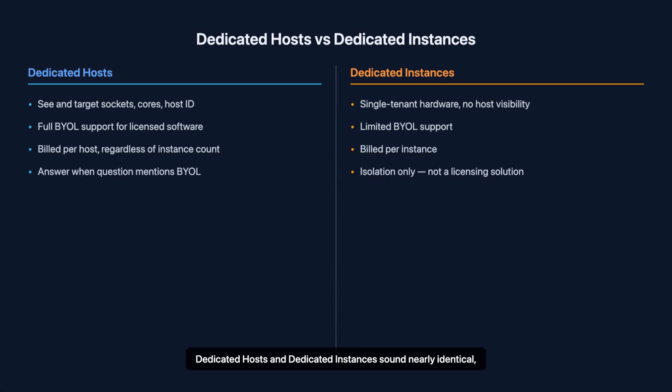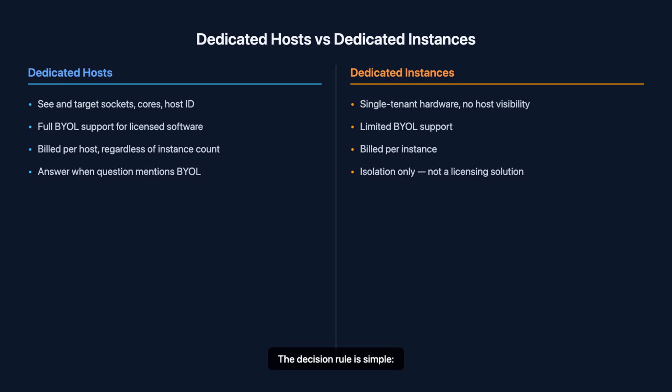Dedicated Hosts and Dedicated Instances sound nearly identical, but they solve different problems. With a Dedicated Host, you see the sockets, the cores, and the host ID. You get full bring your own license support, and you're billed per host regardless of how many instances you pack onto it. With a Dedicated Instance, you get single-tenant hardware, meaning no other customer shares your physical server, but you have no visibility into that hardware, only limited bring your own license support, and you're billed per instance.